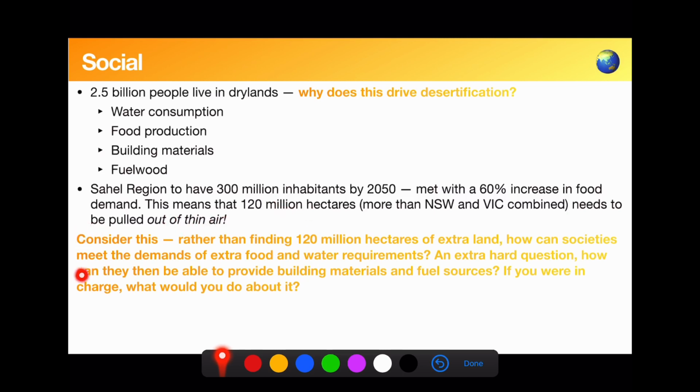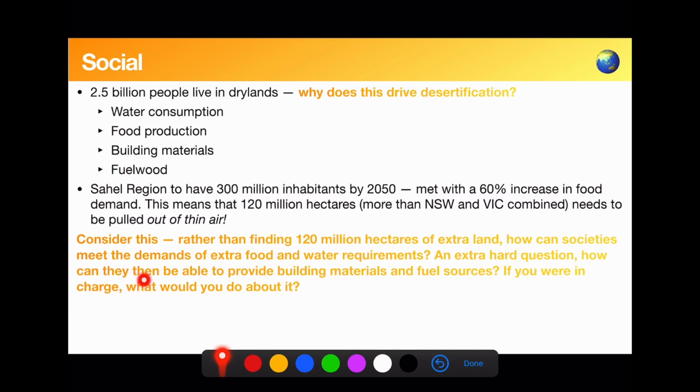So here's my question or my consideration for you. Rather than finding 120 million hectares of extra land, how can societies meet the demands of extra food and water requirements? Do some research if you need to. Have a think about it. I'm trying to get you to tap into the knowledge that you have now and come up with some solutions. This is some higher order thinking stuff, yeah? An extra hard question for you if you want to challenge yourself. If you don't want to challenge yourself, skip it, but I'll be really disappointed.